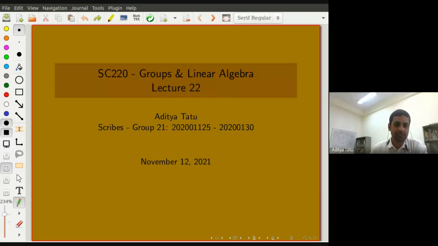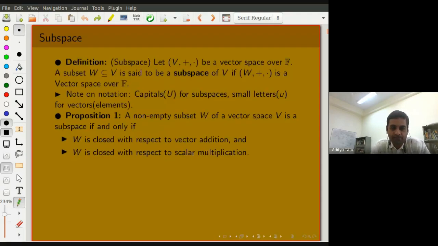Okay, let's continue our discussion on subspaces. Right, so a subspace is basically a subset of a vector space, which is itself a vector space. Just to recollect the definition, here again I'll emphasize this point: a subset on which the same binary operations that were defined on the larger set V. Remember once again that these two binary operations are the ones defined on the larger set V itself.